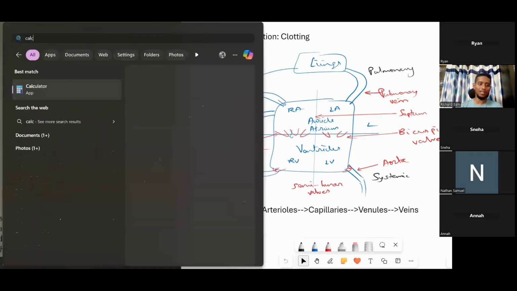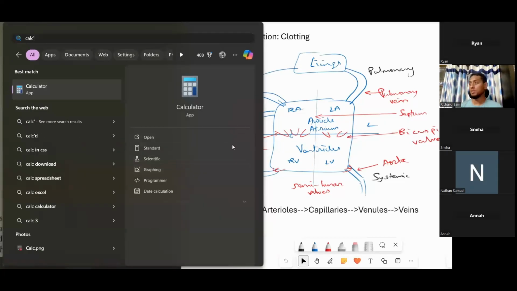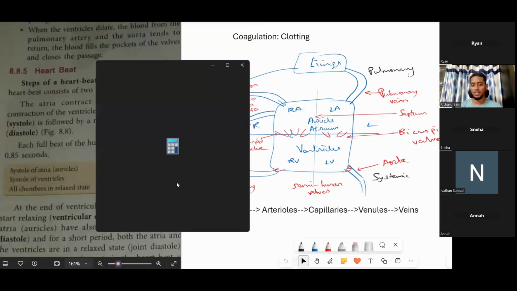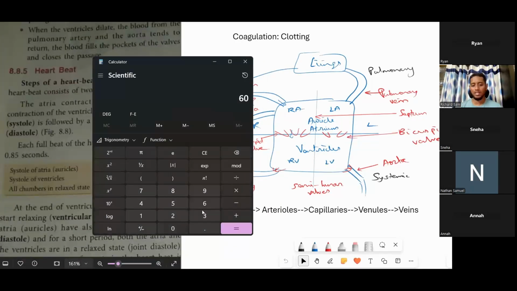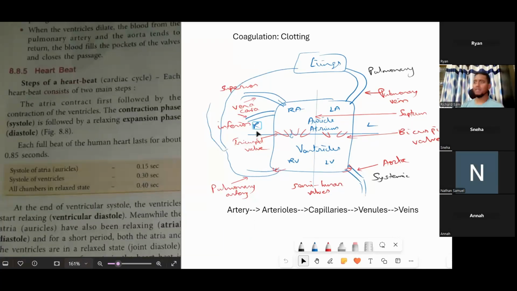If you want to calculate how many beats there are per minute, we do 60 seconds divided by 0.85, and we get around 70 beats per minute. That is your heartbeat. For males it is 60 to 72, and for females it is 72 to 84. Your heart beats faster than our heartbeats.